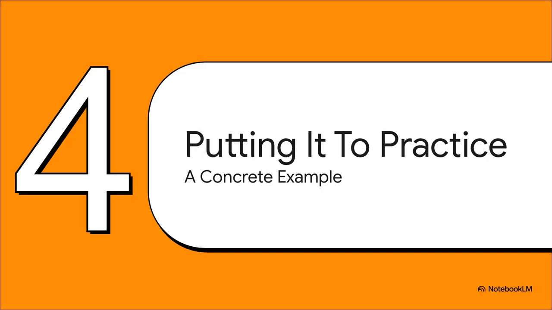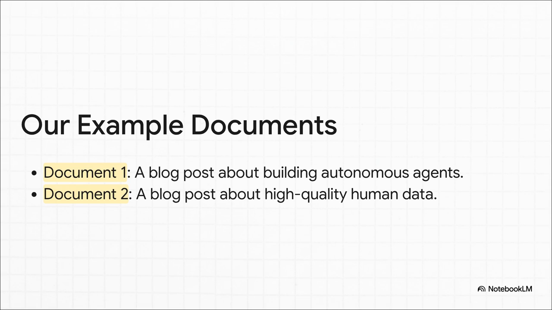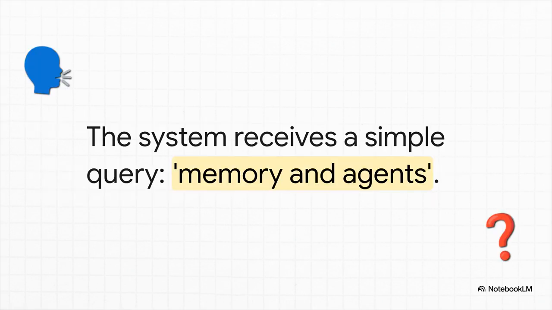Okay, enough theory. Let's put this into practice. A real example will make this whole thing click. All right, so imagine we have two different blog posts we want our AI to know about. One is about building autonomous agents, and the other is about the importance of high-quality human data. We've already run them through our system, so we have two summaries in the vector store and the two full articles in the doc store, all linked up. Now, we come along and ask a question. The query is simple: memory and agents.